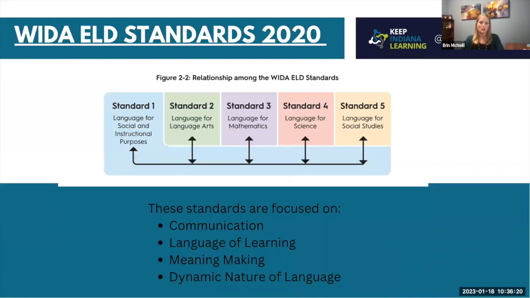So in addition to the WIDA test, this ELD framework includes English language development standards that provide a roadmap for educators to support academic language development and achievement. They are defined for social and instructional purposes, as well as English language arts, math, science, and social studies.